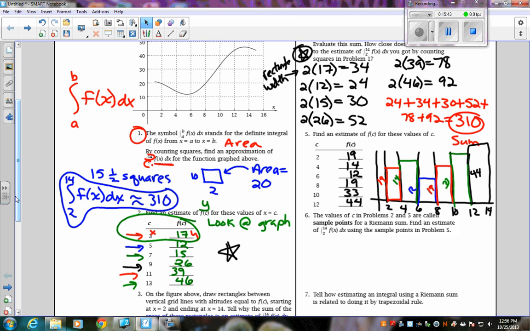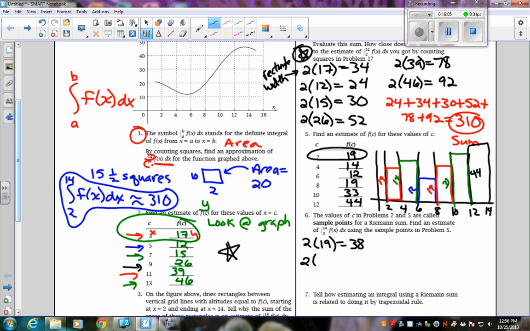So if looking at a table doesn't help you, then go ahead and draw yourself a little graph, and then you can find the areas of all of these rectangles. So when I do this area, the first one is 2, the width of the rectangle, times 19. And again, looking at the table, it's just 2 times 19. That comes out to be 38.